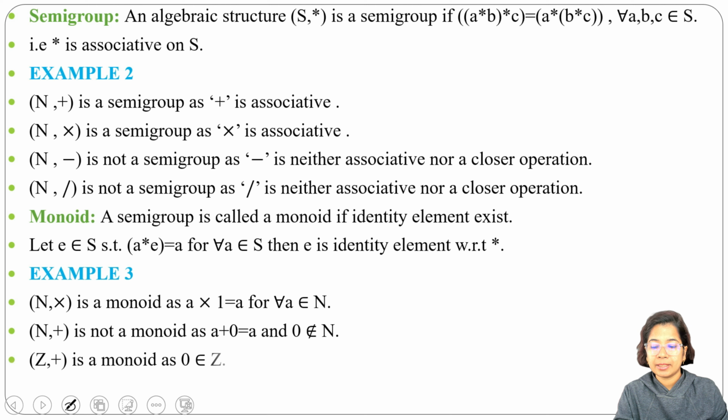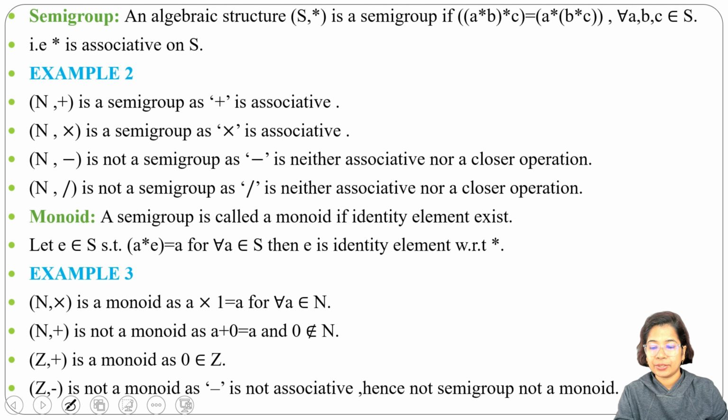Next, Z plus is a monoid as 0 belongs to Z, and 0 is the identity element with respect to addition. Z minus is not a monoid as minus is not associative, hence not a semigroup and not a monoid. So for monoid, it should be closure, associative and an identity element should exist.